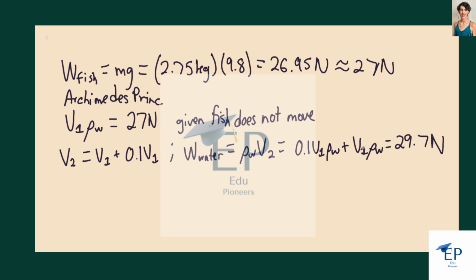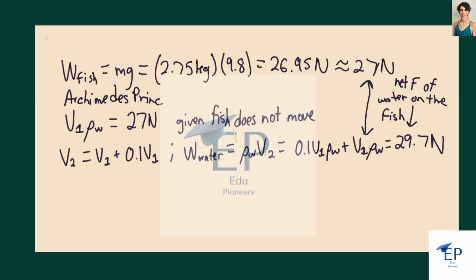In this case, this is going to be 29.7 newtons, because of course this equals this, and then we're simply multiplying 27 by 0.1. 2.7 plus 27 equals 29.7 newtons here. Now we can say that this right here is going to be the net force of the water on the fish.